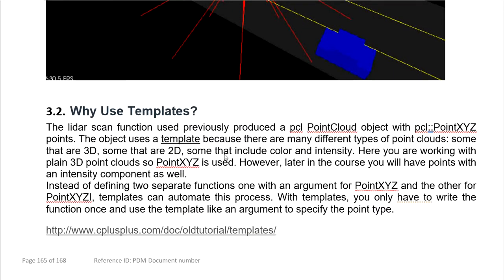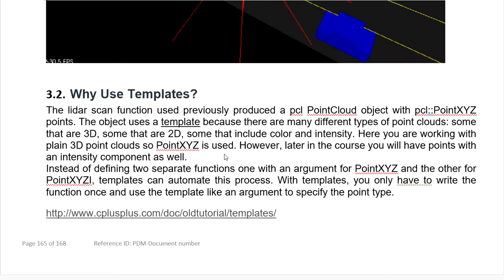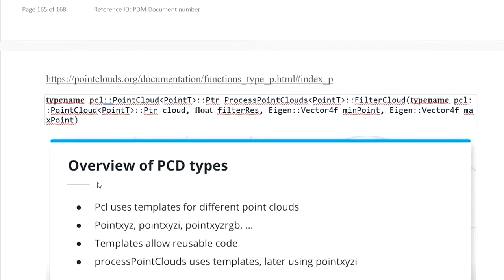So the LiDAR function can use or produce a PCL point cloud object with the PCL PointXYZ point. But the object uses a template because there are too many different types of point clouds, right? Some are 3D, some are 2D, and some include color and intensity. So here we are working with 3D point clouds, so PointXYZ is used, but later we can use a point cloud with intensity inside, PointXYZI. So that's the reason we need a template.